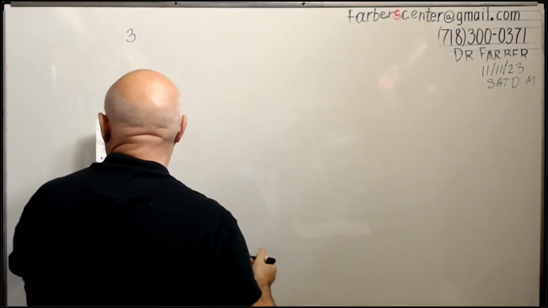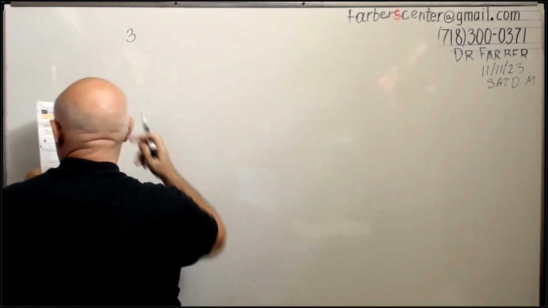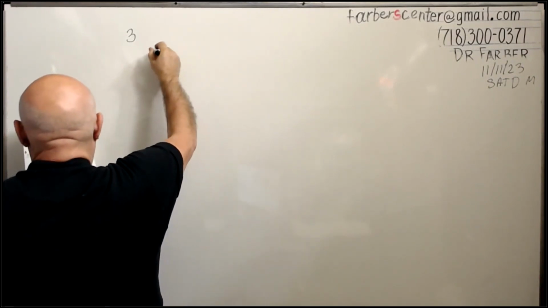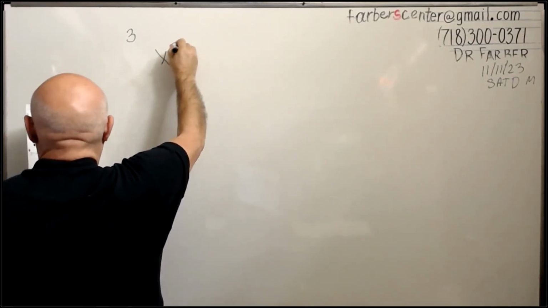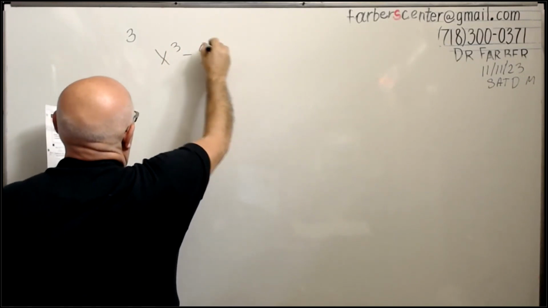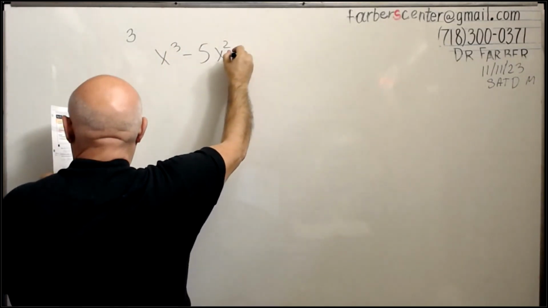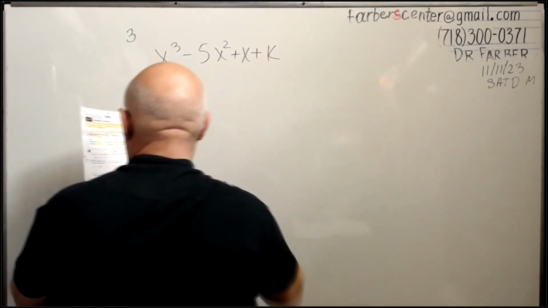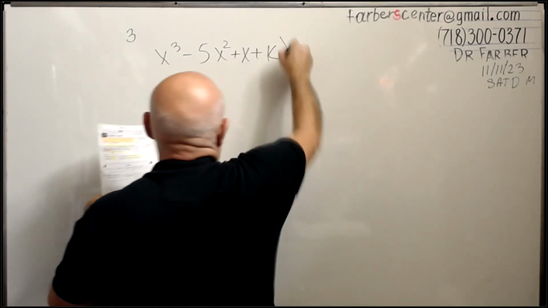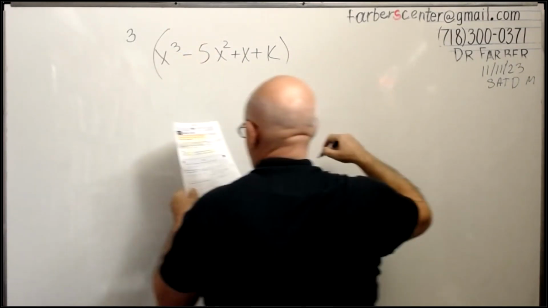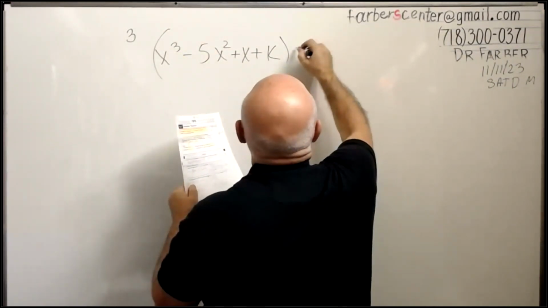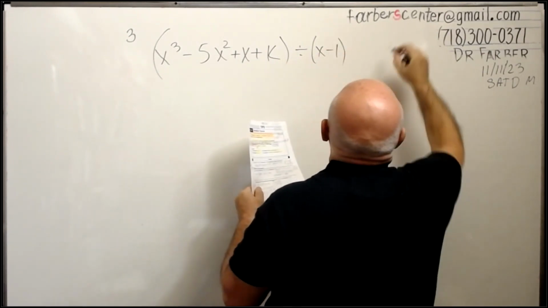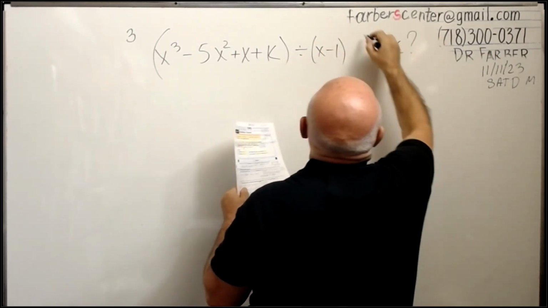Find k, for which the remainder is 0, when you have x to the third minus 5x to the second plus x plus k, and you divide this by x minus 1. You have to find k, and the remainder equals 0.